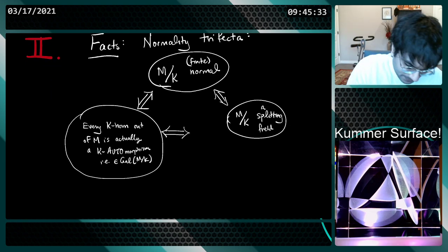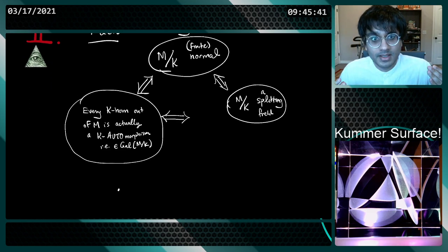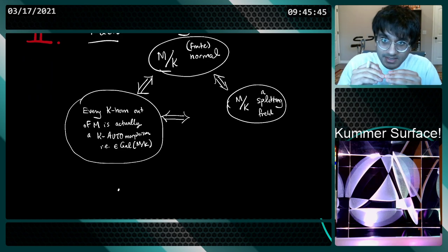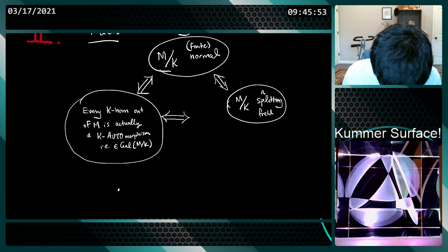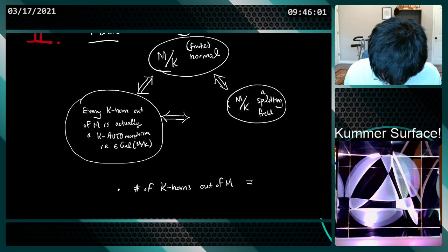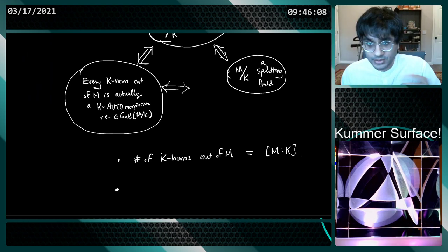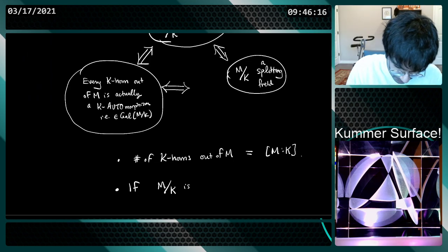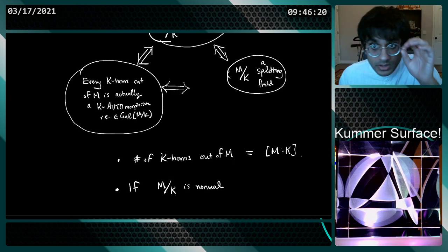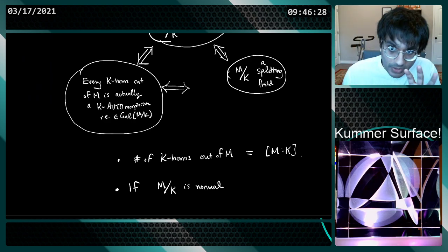We also learned that the number of K homomorphisms out of a field is just equal to the degree of the field extension. That required separability. Combining these, we get the following. If, and we're in the context of subfields of C, so that separability little piece of the argument holds. I'm not writing that, but remember that.